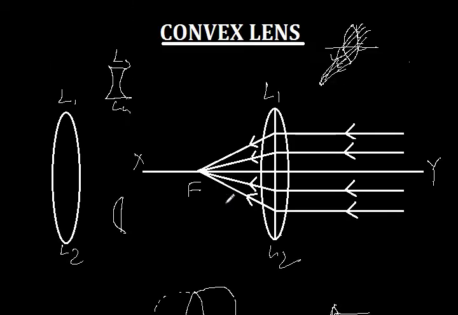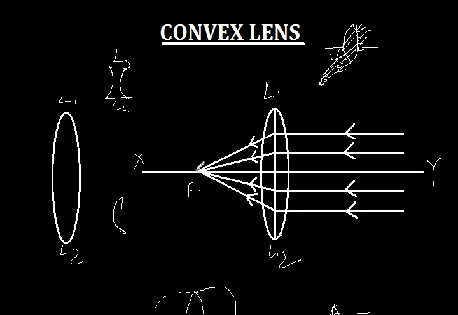Now, we will discuss the focus of a lens. What is the focus or principal focus of a lens? If a beam of light is parallel to principal axis, then after refraction, they will converge at a point on the principal axis outside the lens.